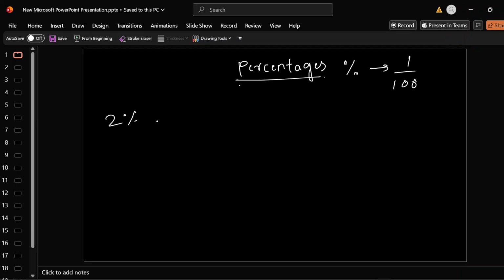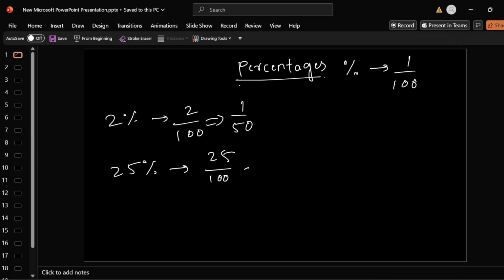Example, 2% means 2 by 100. And we can also simplify this. If we simplify this, then we will be getting 1 by 50. And for example, 25%. 25% means 25 by 100. That means if we simplify, then we will be getting 1 by 4. And there are some values we have to remember, those percentage fraction values, like 50%.